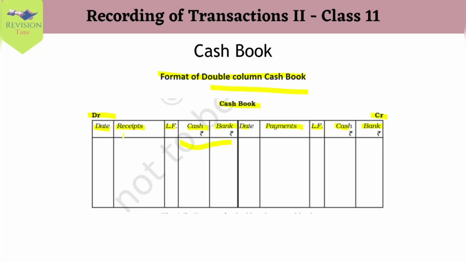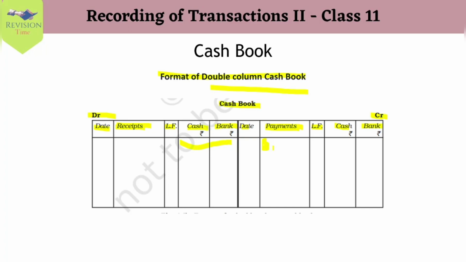On the debit side, we record all the receipts, that is debit what comes in, because cash is a real account. We have stated that cash is a real account. Debit what comes in, so on the debit side all the receipts, and on the credit side, because credit what goes out, all payments are recorded. For receipts we have to write 'To', and for payments we have to start our transaction by writing 'By'.